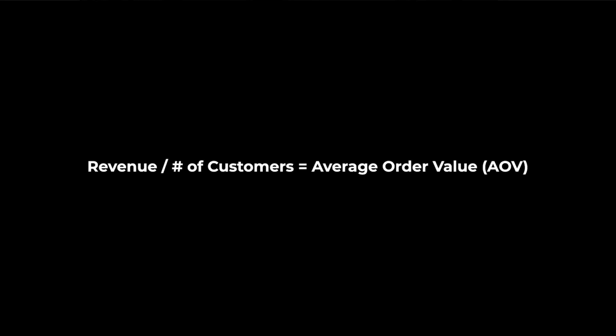So how you can compute this is you can just get the number of customers that you've got in the past, and the total revenue that you've got in the past. Then divide the revenue by the number of customers that you've got, and that will be your average order value.